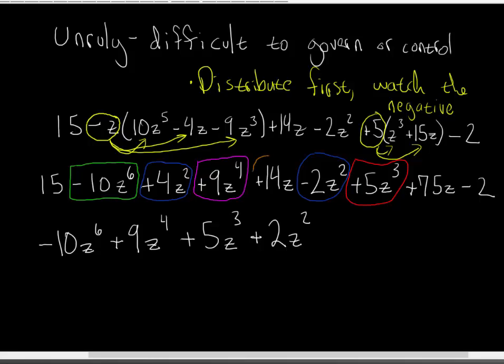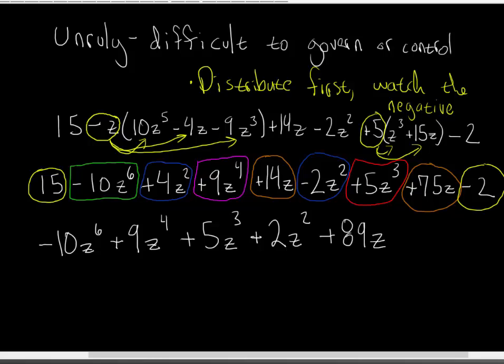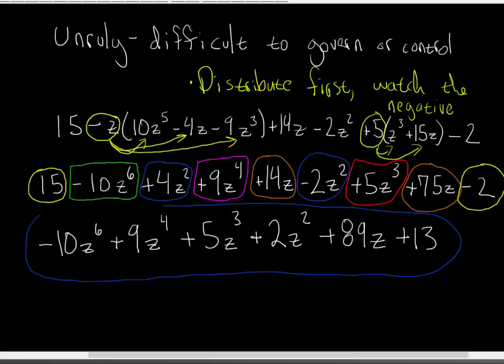Now here I've got a 14z, and over here I've got a 75z. 14 plus 75, 89. So that's 89z. And last but not least, I've got the constants, 15 and negative 2. Again, think about the integer page we did. 15 plus negative 2, or 15 minus 2, is an easy 13. So this is your final simplified answer for number 5.